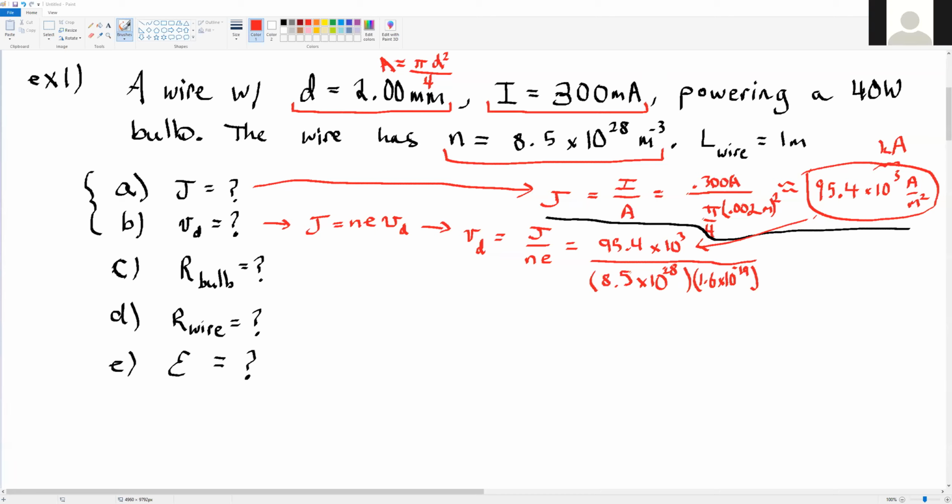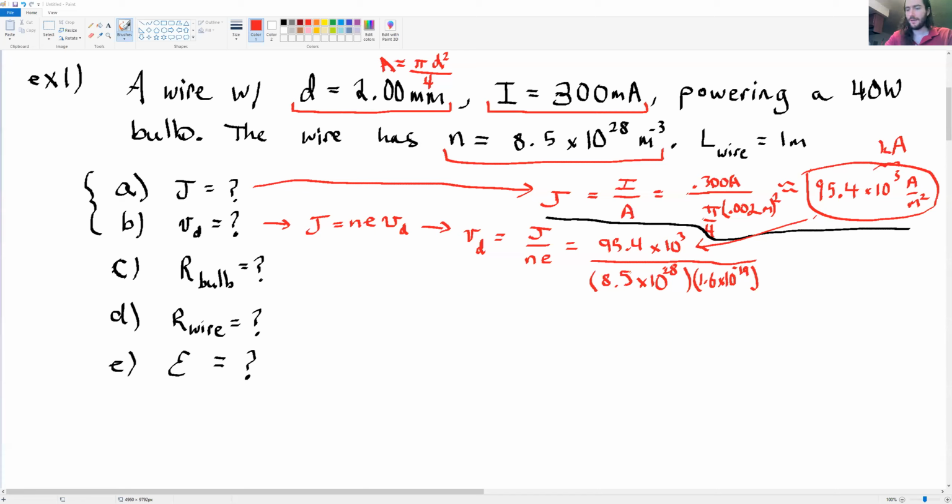Yeah. Okay. All right. So just to finish off this calculation now, go ahead and do it yourselves if you're following along here. So 95.4 times 10 to the third divided by 8.5 times 10 to the 28.